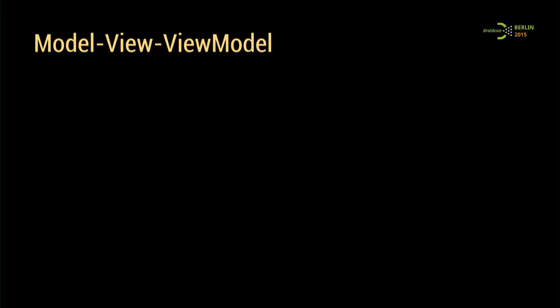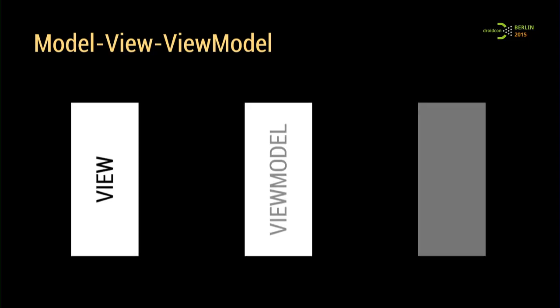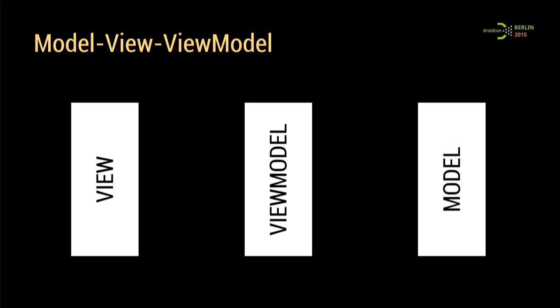So let's start to explain what this Model-View-ViewModel is. It's similar to MVP because we have three parts: view, view model, and model. The model is only the data, which is independent from the view, so we can use many views to display the same data.